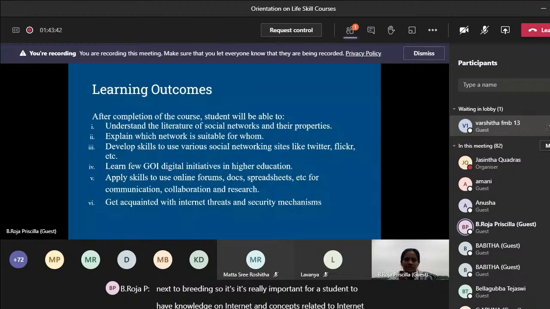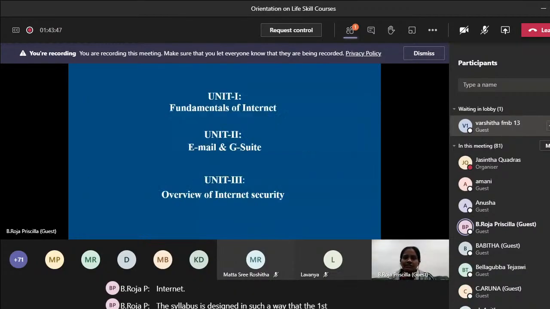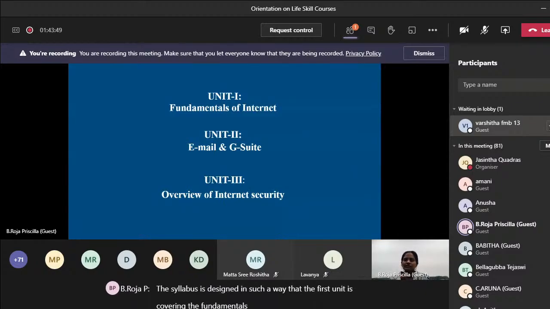The syllabus is designed in such a way that the first unit is covering the fundamentals of internet, like all the definitions and the categories of protocols, networks, and different connecting media, all such concepts.